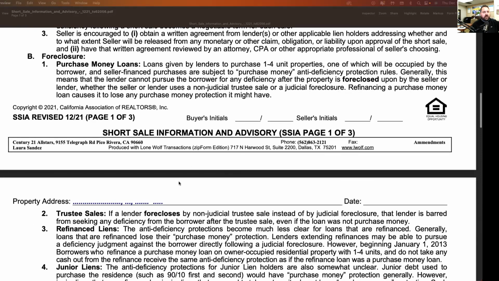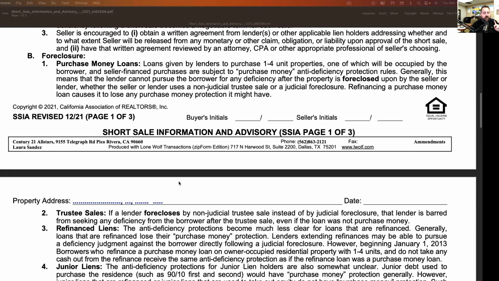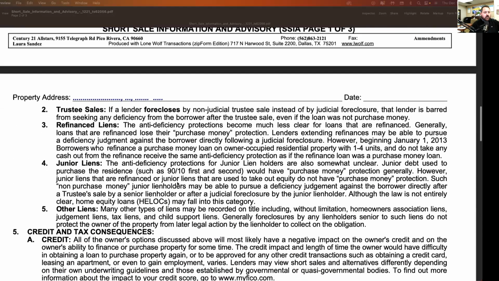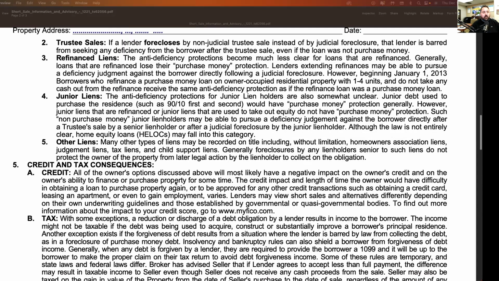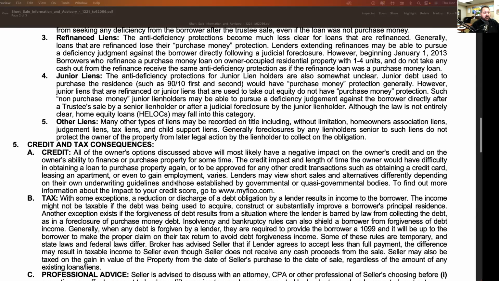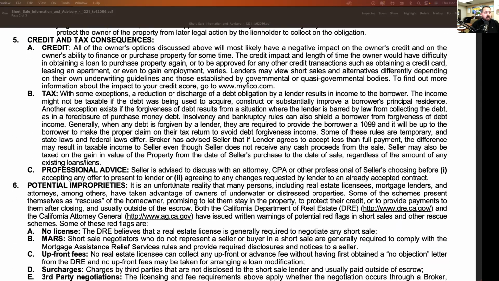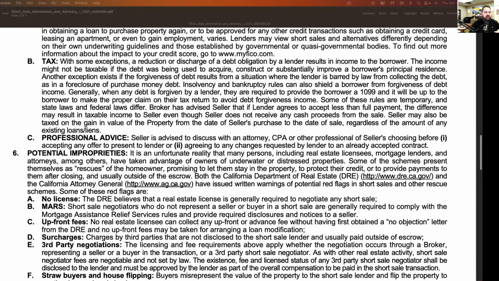What the rules are for 1 to 4 unit properties, because remember, this is only for 1 to 4 unit properties. It talks about each of those things that happen, the liens, the trustee sales, the junior liens, the liens that are in first position, all of those things, and what the consequences are for your taxes, for your credit. It has a little disclaimer there for professional advice about your seller going and talking to an attorney or a CPA, which I advise all of you guys to do.